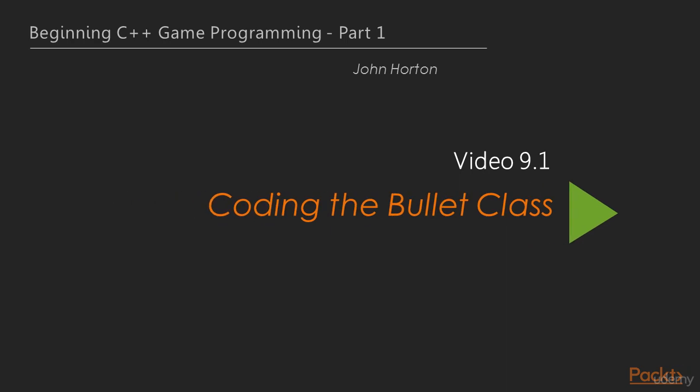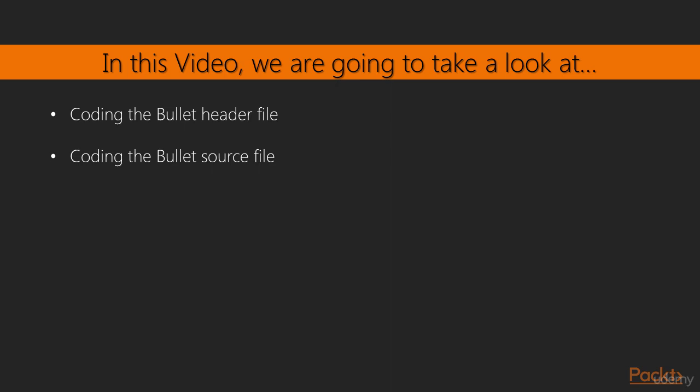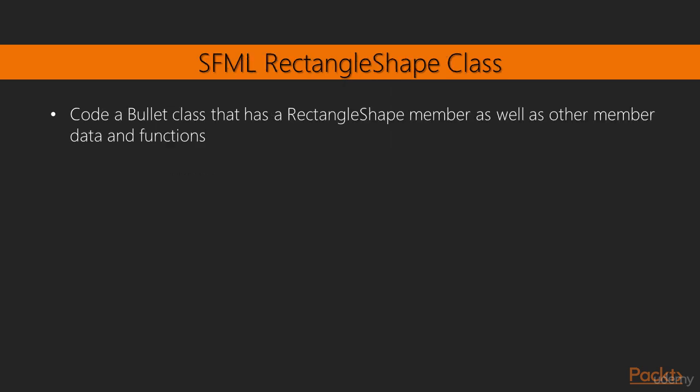Let's now start the first video of this section, coding the bullet class. In this video, we are going to take a look at coding the bullet header file and coding the bullet source file. We will use the SFML rectangle shape class to visually represent a bullet. We will code a bullet class that has a rectangle shape member as well as other member data and functions. We will add bullets to our game in a few steps.